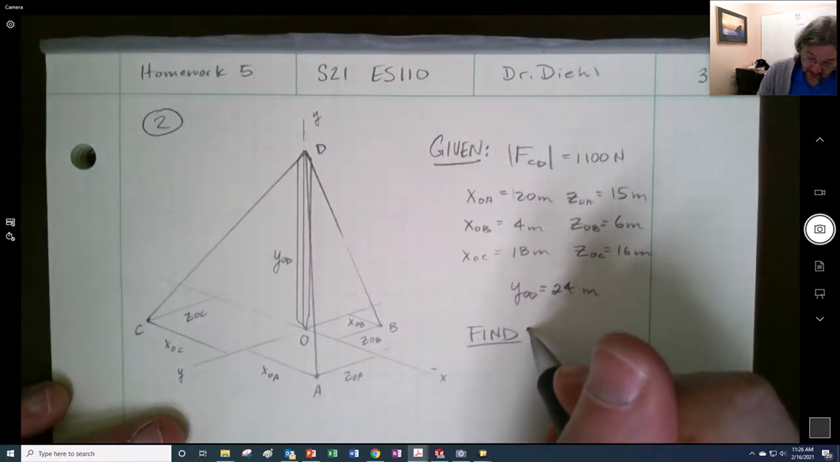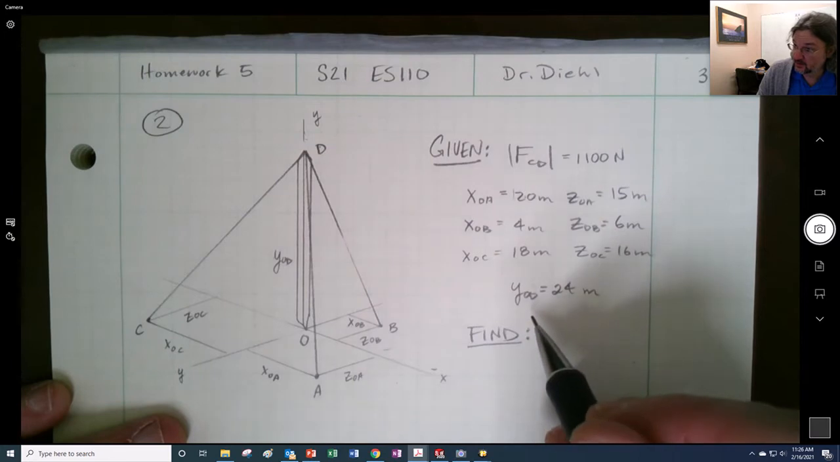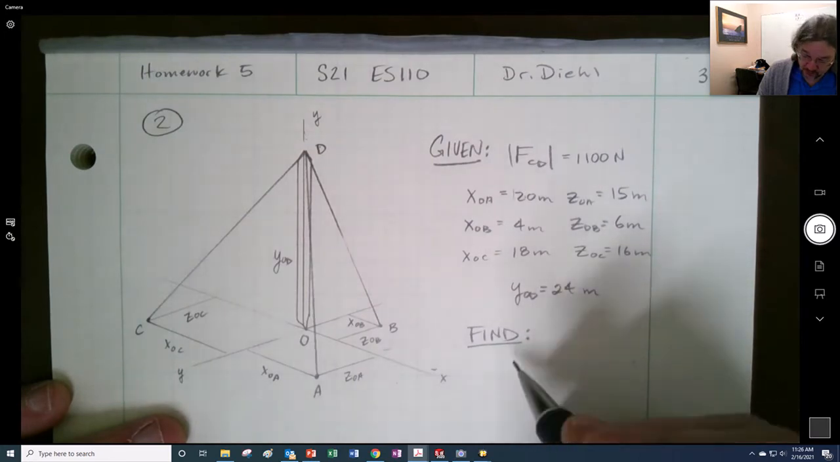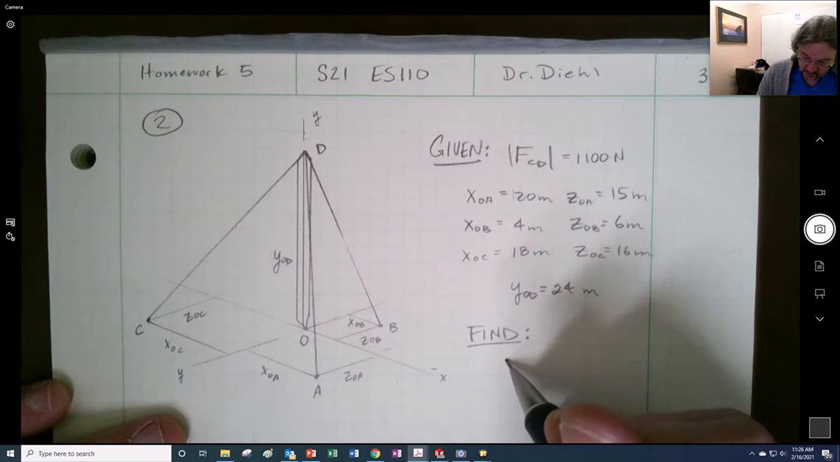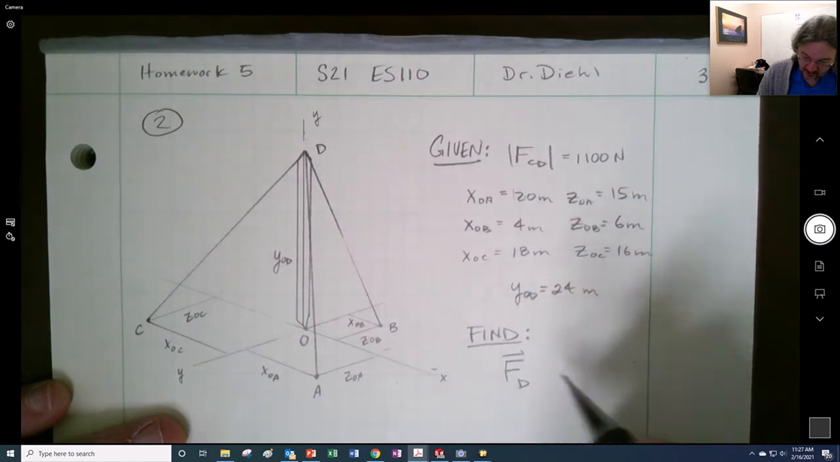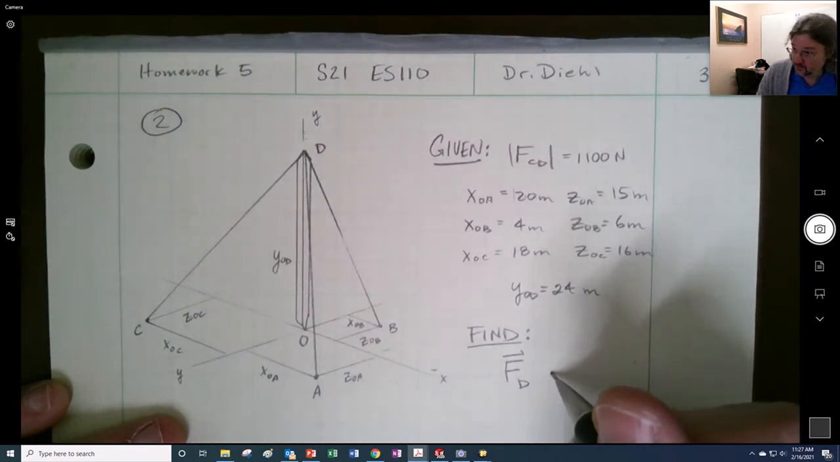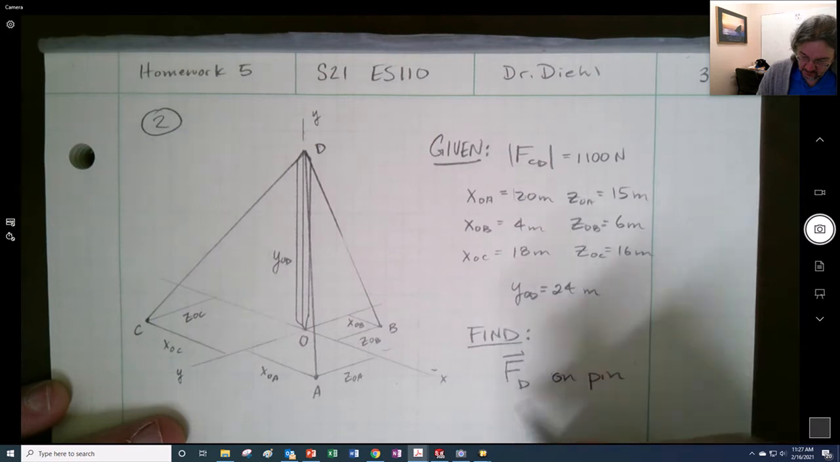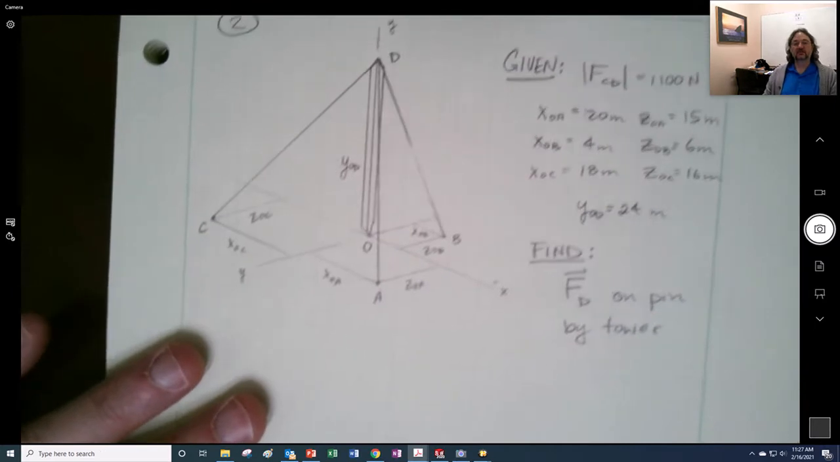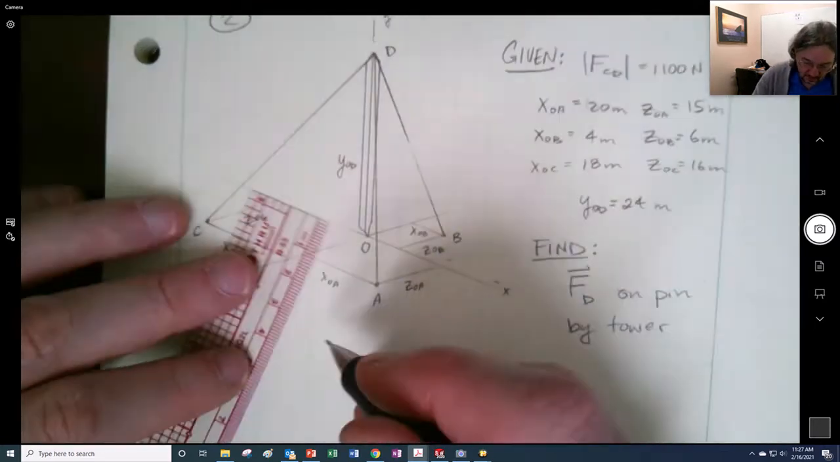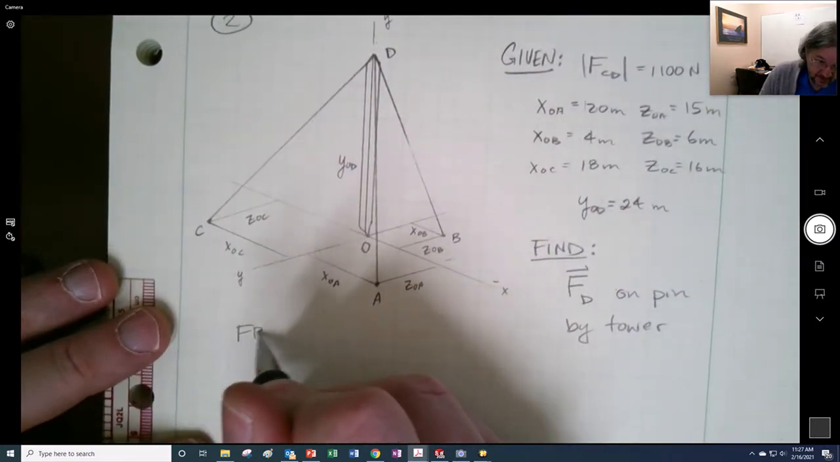Find F_D, I guess I'll write it out this way. Find the vertical force exerted by the tower on the connection pin. I think that expresses it. Okay, so let's start with an FBD.